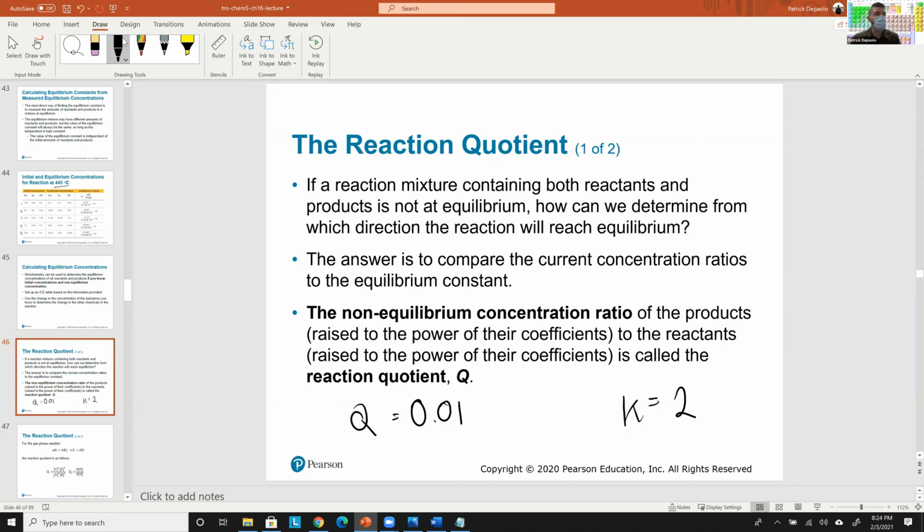If you have this information, which way is the reaction going to go? Towards the products or towards the reactants? What do you think? If at the specific instant, Q is 0.01, but we want to reach K, because K is 2, which way is it going to go?